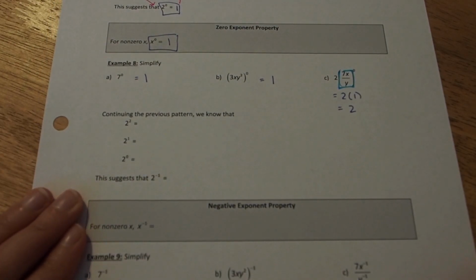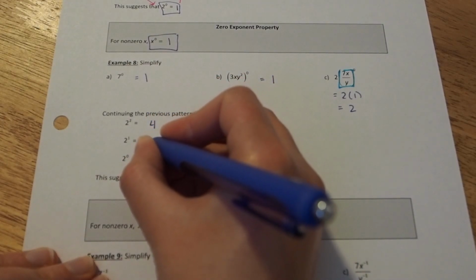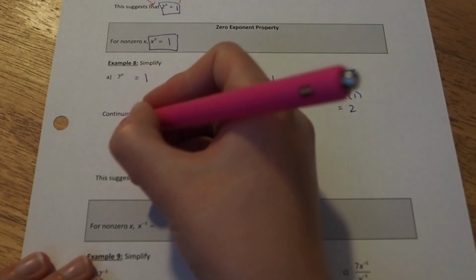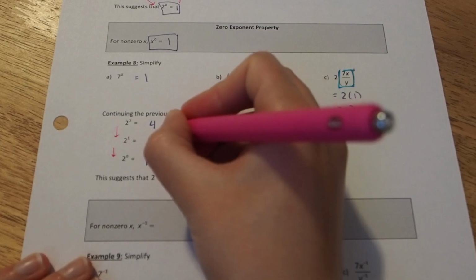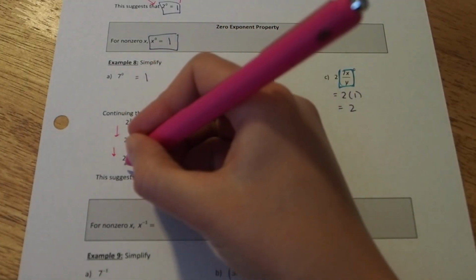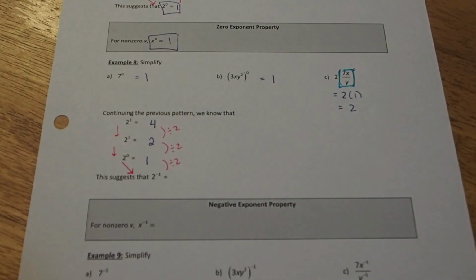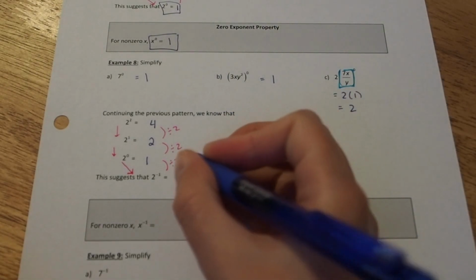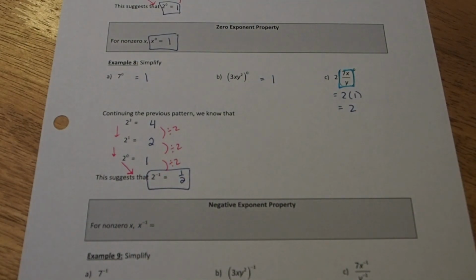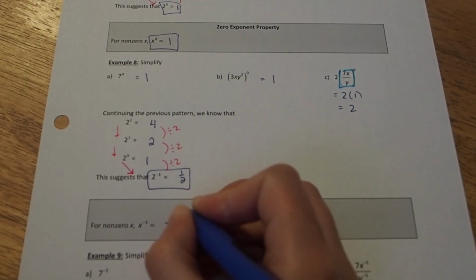Continuing that previous pattern, we know that 2 squared is 4, 2 to the first is 2, 2 to the 0 is 1. Again, the same pattern says that as you decrease the power by 1, you're dividing by 2, dividing by 2. This suggests that if you decrease the power 1 further to -1, you need to divide by 2 again, and so you would get 1 divided by 2, 1/2. 2 to the -1 is 1/2. This suggests the negative exponent property. X to the -1 is the fraction 1 over x.